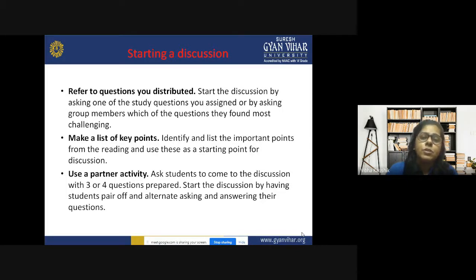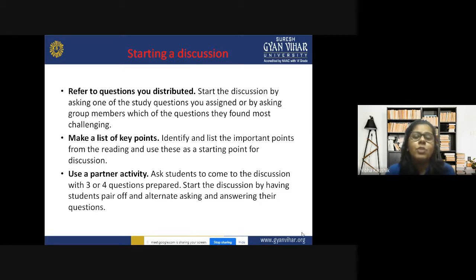Starting a discussion. Refer to the questions you distributed, meaning the questions that you have distributed among the members of the group. Start the discussion by asking one of the study questions you assigned, or by asking group members which of the questions they found most challenging. You can ask the students which questions are most challenging for them, the questions whose answers they find difficult to get.